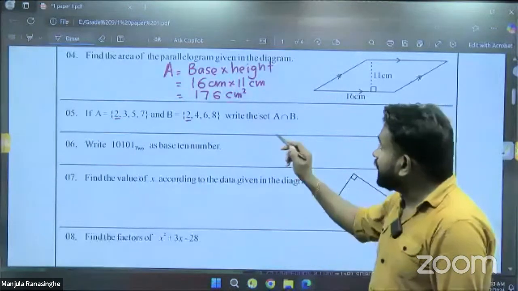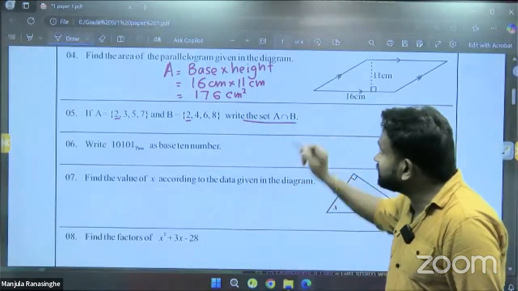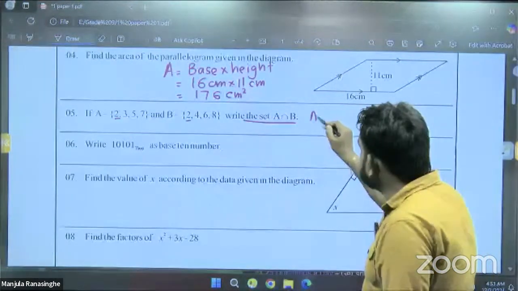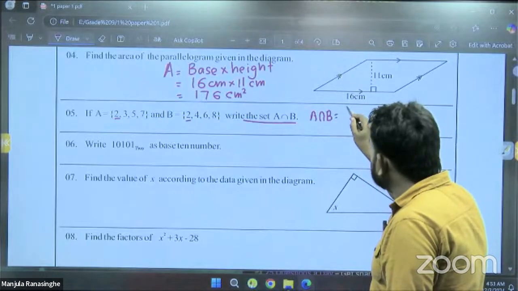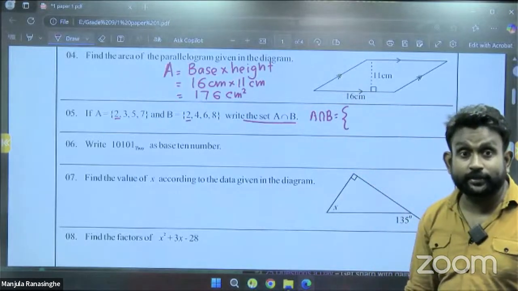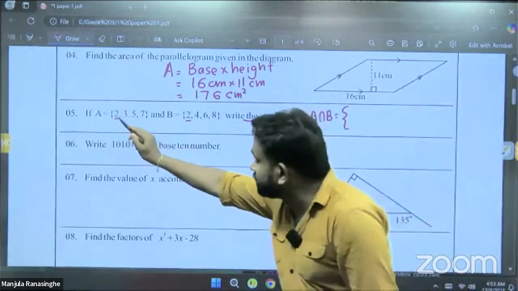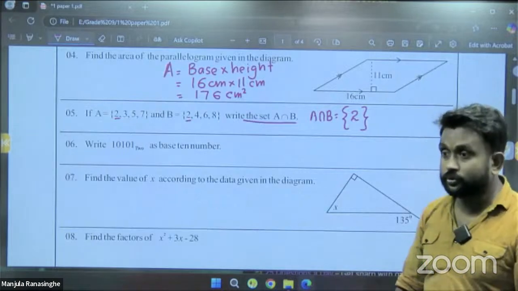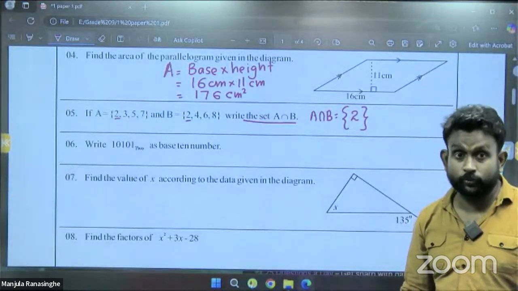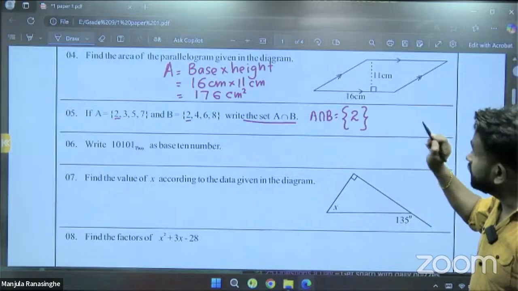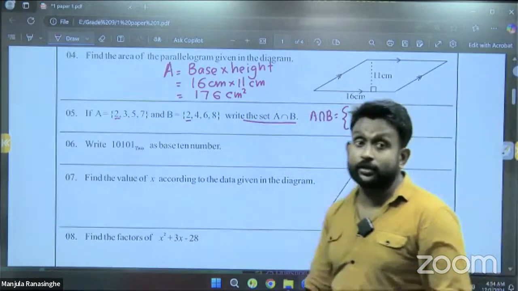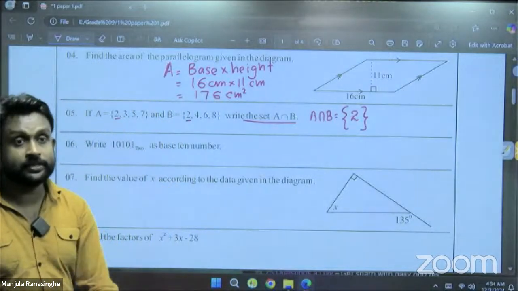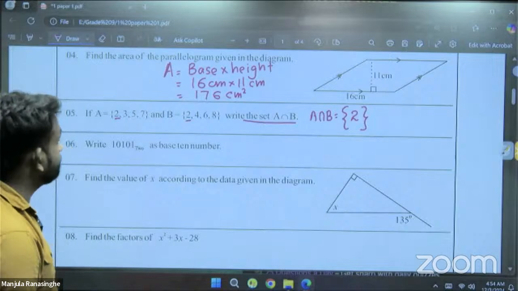So write the set. Remember the question says the set A intersection B. So how to find the set A intersection B? You write the intersection within curly brackets. So what is the intersection? That is 2, within the curly brackets. So A intersection B is {2}. It is compulsory to write it within curly brackets because it is a set definition.